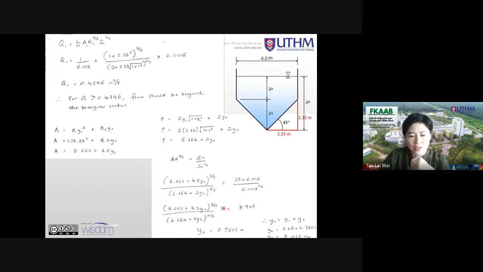So solving this, you cannot solve it directly, so you have to do trial and error. You will get y2 equals 0.7601. Now, bear in mind y2 is just the depth within the rectangular section. So since the question asks for y naught, you have to include this y1 here, which is actually 2.25. So therefore, y naught is 2.25 plus 0.76. You'll have 3.01 meter.